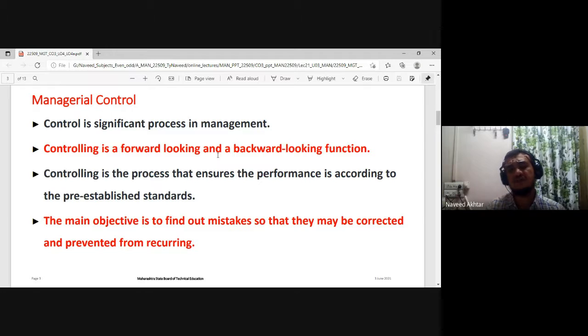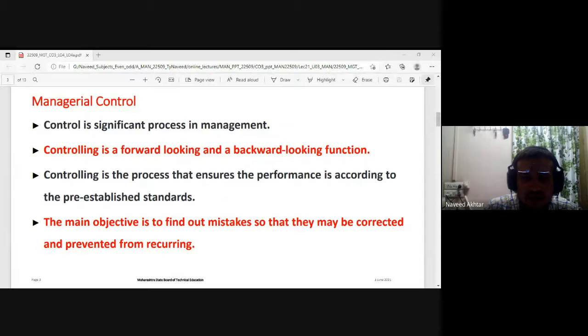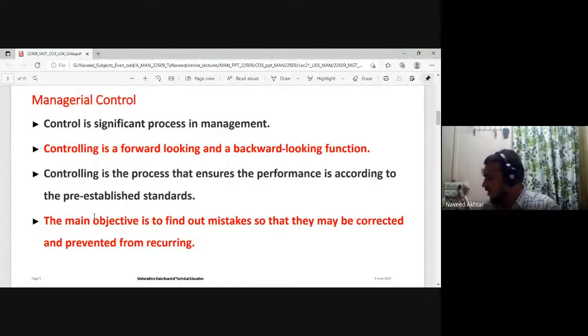Performance according to the pre-established standard means we have already set the standards, that the production will be such that in one day we will need output of such quantity and with such quality. That is the standard we established first, and controlling checks that our work or duties or activities are performing as per the standard previously set. The main objective is to find out mistakes so that they may be corrected and prevented from recurring regularly. You can watch the mistake, learn from the mistakes, and then avoid that mistake in future. So that is the main objective of control, and that's why controlling is very important at the managerial or supervisory level.